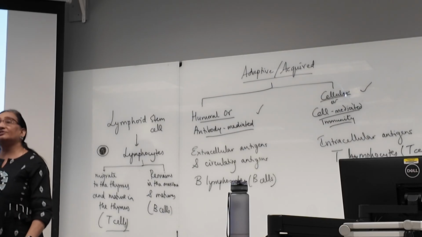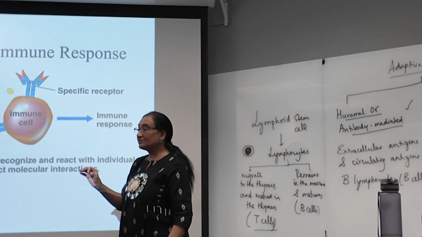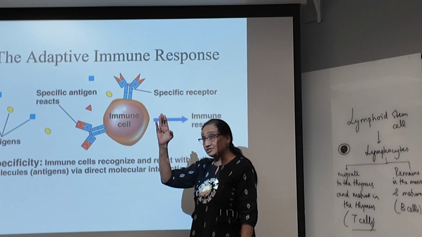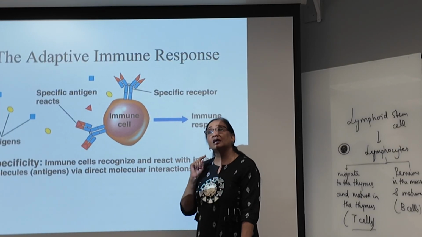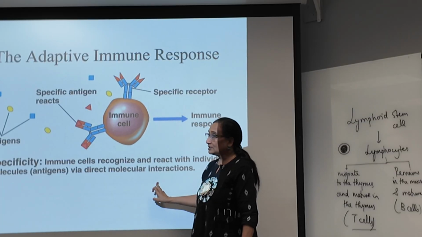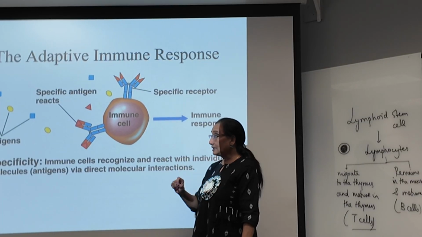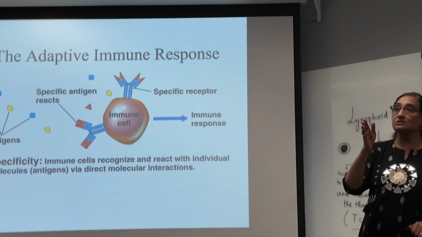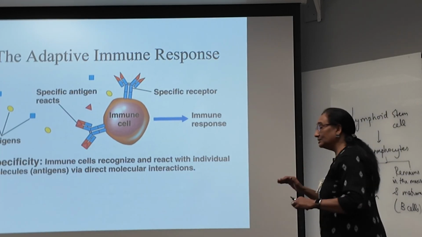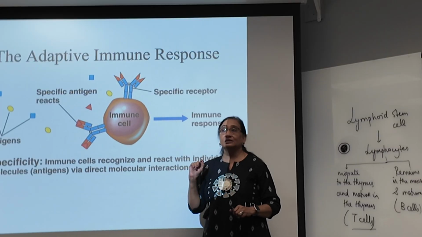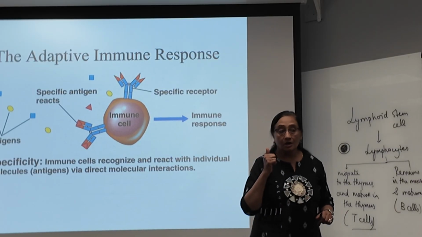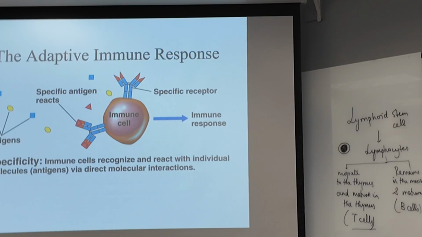Acquired immunity is very specific. Specific in the sense that it will specifically recognize an antigen and react with it to destroy it. So the attack pattern in acquired immunity is a very targeted one. It is not a generalized attack pattern. It is a very targeted attack pattern. So specificity is the first characteristic of acquired immunity.